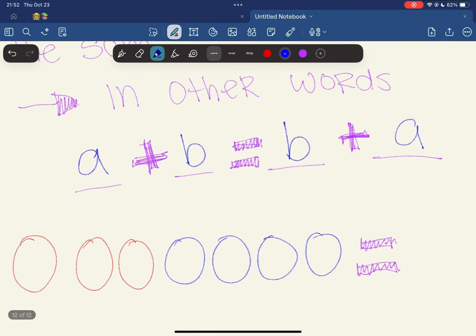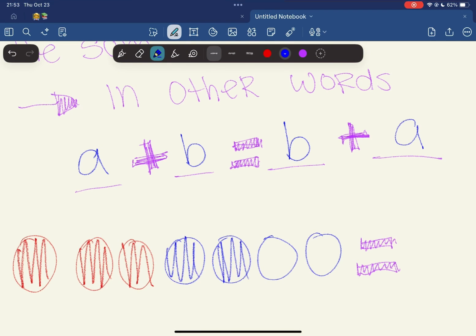Let's use some counters to help us identify this. So I have 3 red counters here: 1, 2, 3. And I also have 4 blue counters.